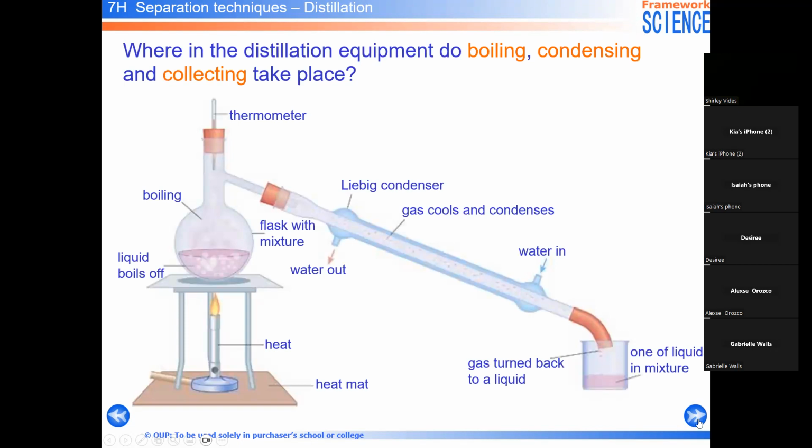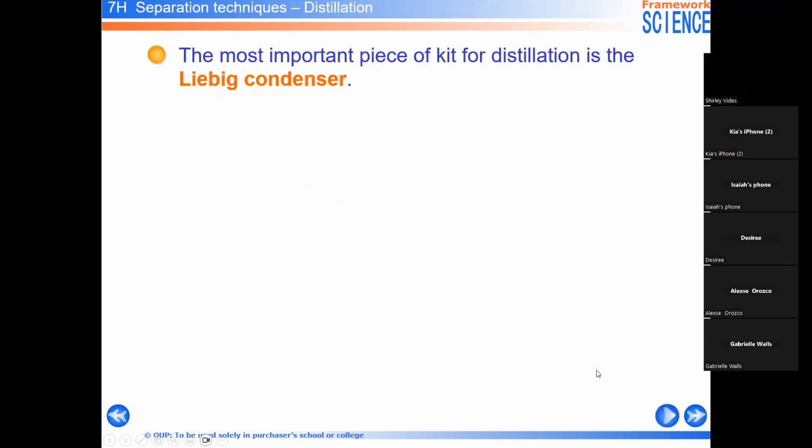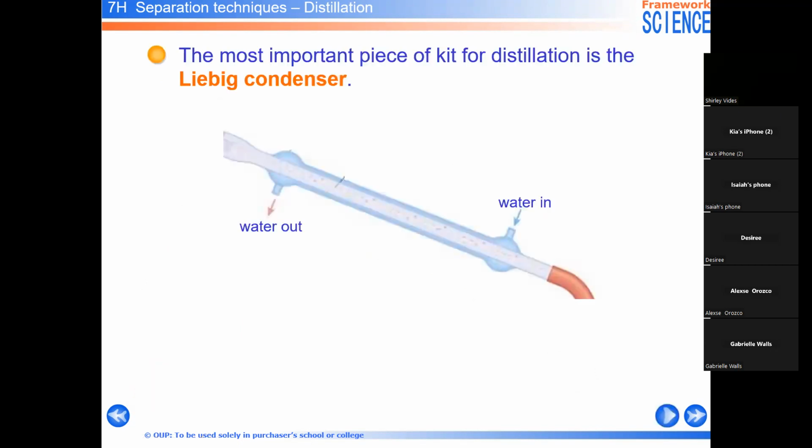All right, so the next thing that we're looking at is the next separation technique, which is known as distillation. We do not have a distillation apparatus in there, but basically it is composed of three parts. You have the boiling area, the condensing area, and the collection area. Those are the three steps that you have.